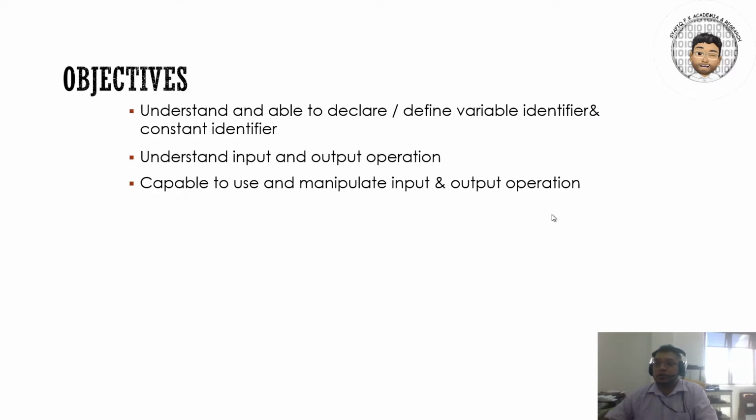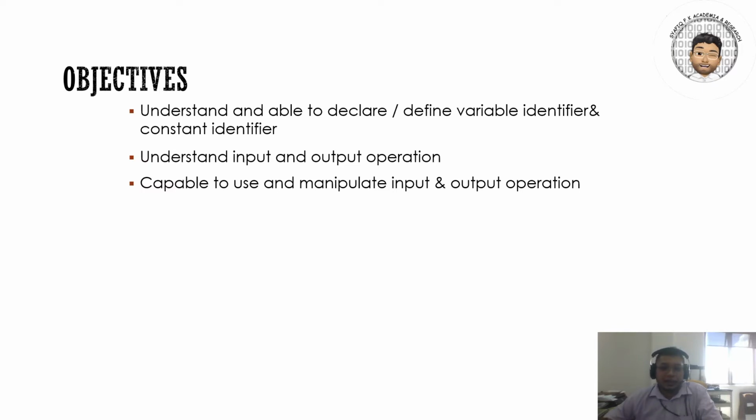Okay, so this week's objective is that we will try to understand and learn how to declare and define variables, identifiers, and constant identifiers. And then we will try to understand how the input and output operations work. And then we will try to practice using and manipulating the input and output operations.